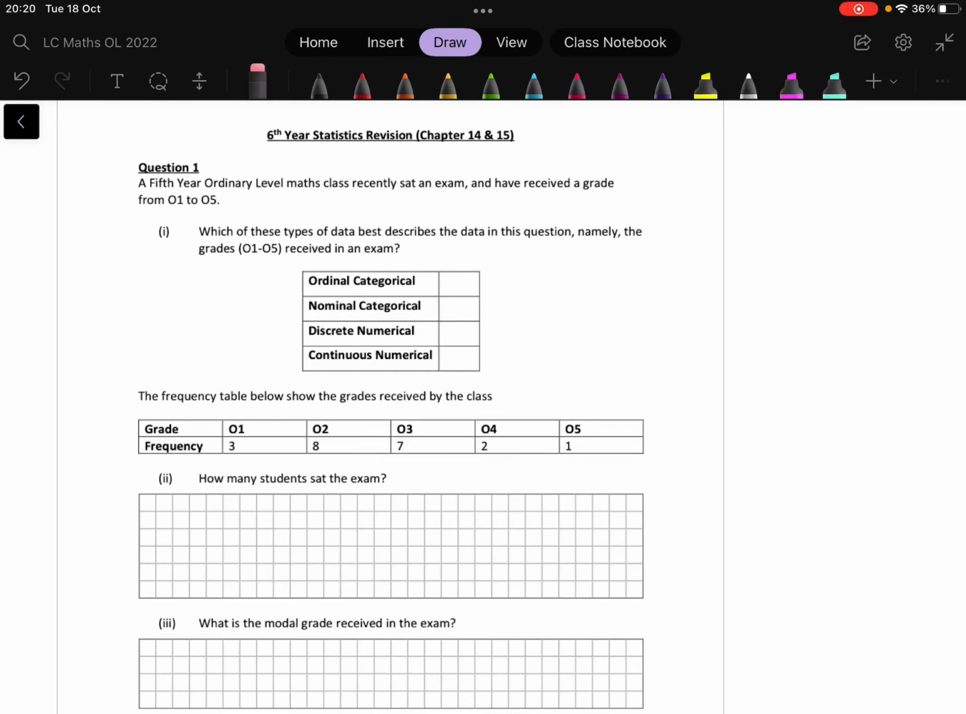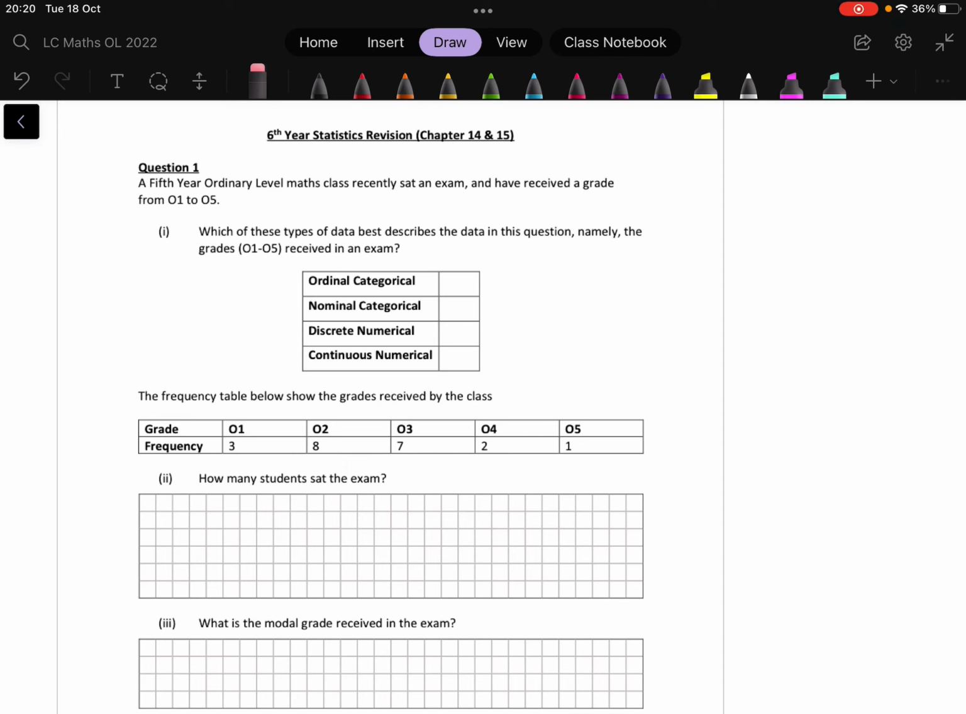Okay, so starting with question 1, we have a 5th year in 11 maths class who recently sat an exam and received a grade from O1 to O5. So we are asked what type of data is described in this question. So the grades from O1 to O5.